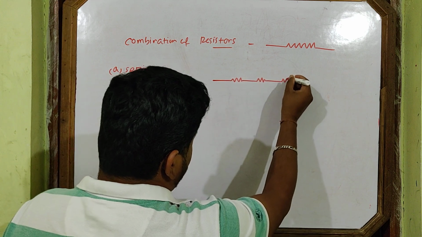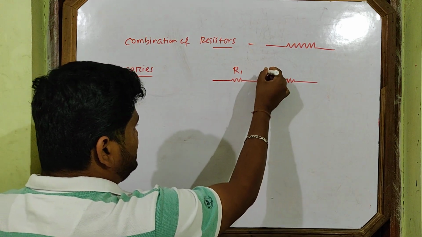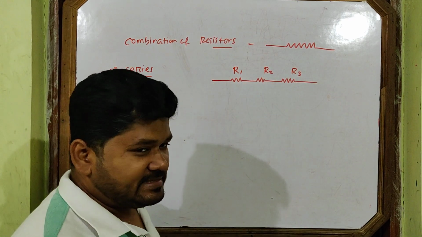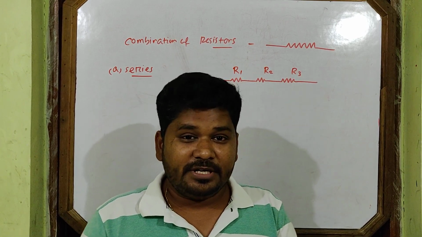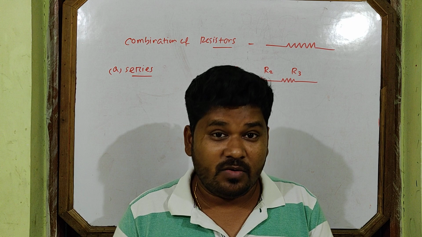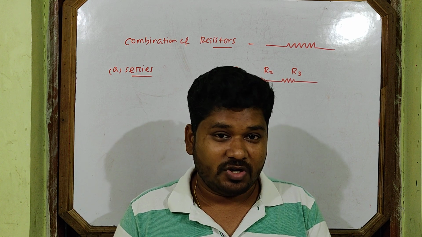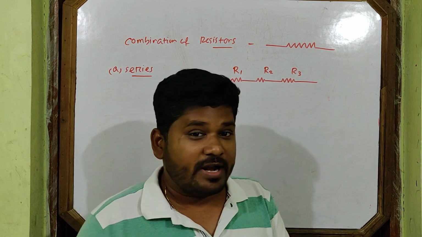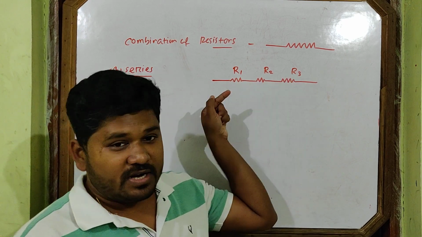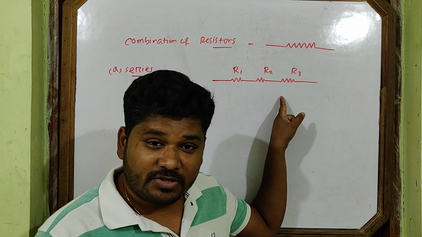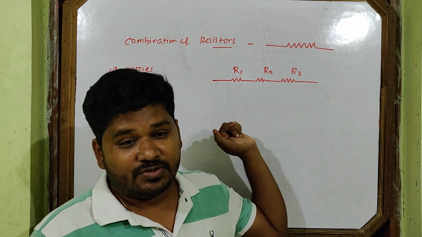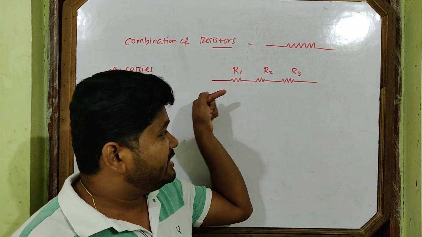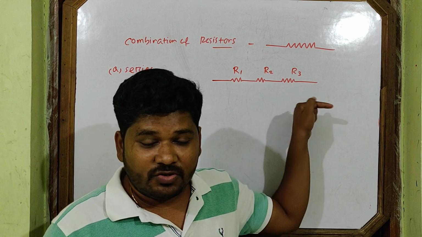3 resistors you take. Resistances R1, R2, R3. They now are connected in series. In series combination, what remains constant and what divides? Current remains constant and potential divides. Current remains constant because this is only one way. What current will pass through R1, that current will pass through R2, that current also will pass through R3. So current is same in all the 3 resistors, because this is series combination. One line is there only, one conductor line. So current will be same.